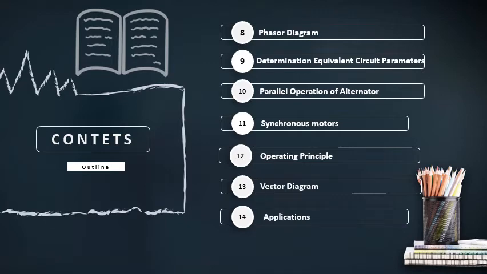After this, we will study the determination of the equivalent circuit parameters of the alternator. Now we will move to the next topic, parallel operation of the alternator. Further, we will move to the next topic, named synchronous motor. So in this topic, we study what a synchronous motor is and how it works. Next is the operating principle of the synchronous motor.